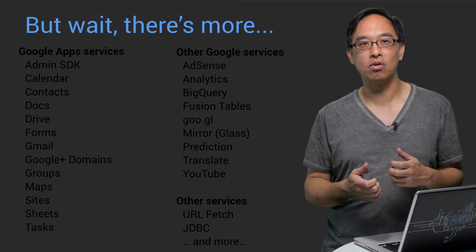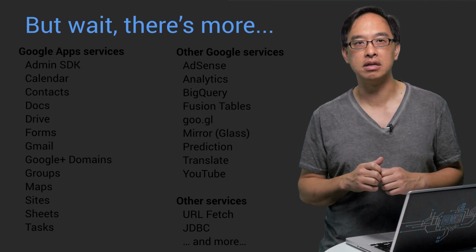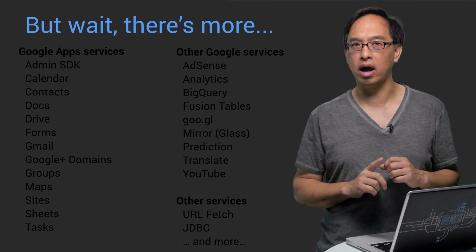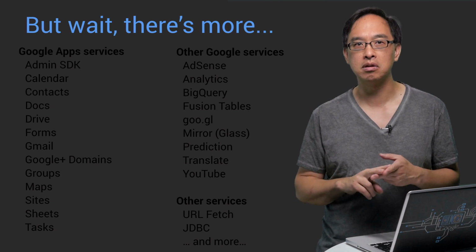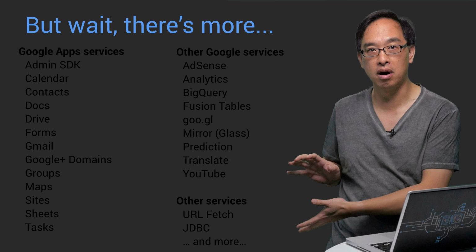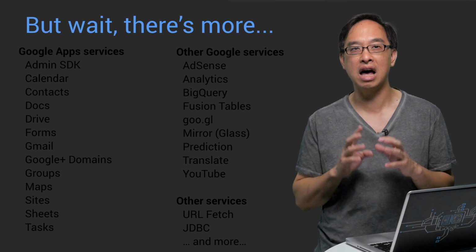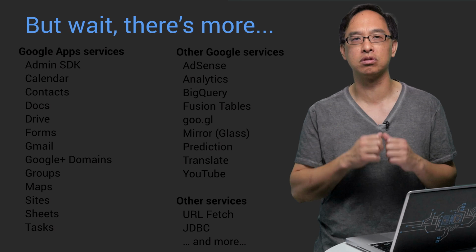You may be asking what you can use AppScript for, and there are many use cases, but a good rule of thumb is to think of a programmatic way to access data in Google Apps, possibly using other Google services. Oh, by the way, if you look down at the bottom, those in the Other Services section allow your app to communicate with the outside world to go beyond Google services.